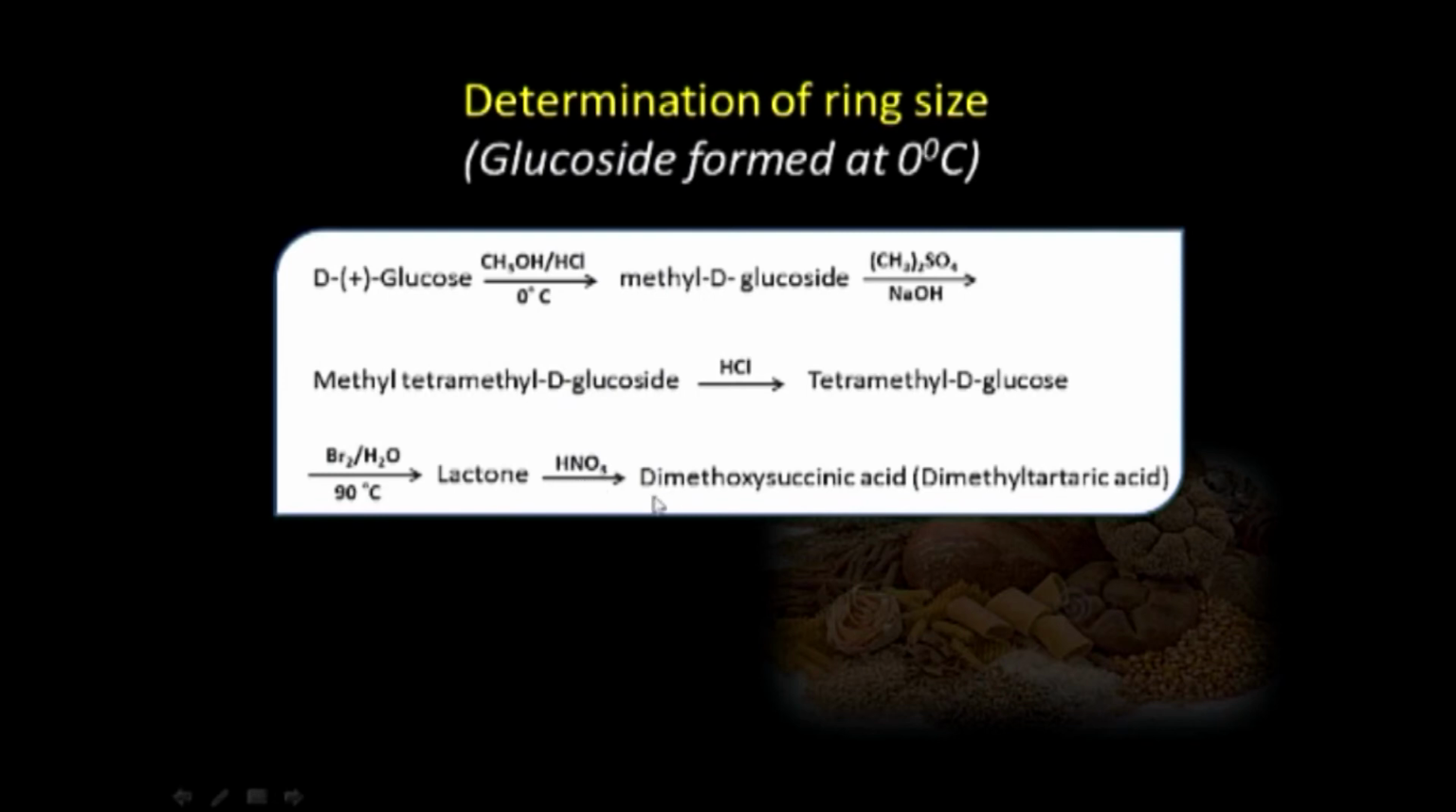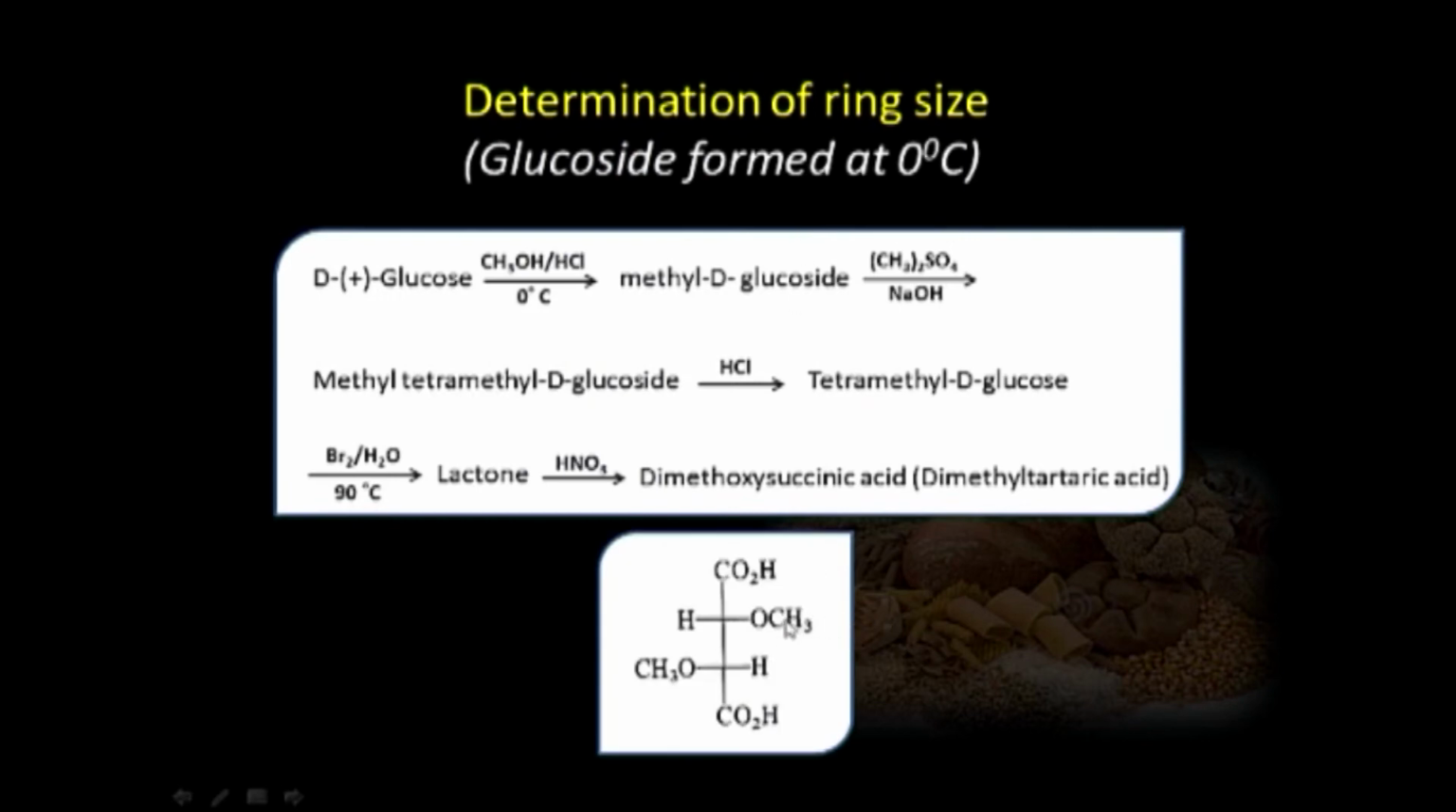Here we obtained dimethoxysuccinic acid, also called dimethyl tartaric acid, as one of the products, and formation of this product indicated a 5-membered ring structure for these glucosides. This is the structure for this dimethoxysuccinic acid, or we call it dimethyl tartaric acid.